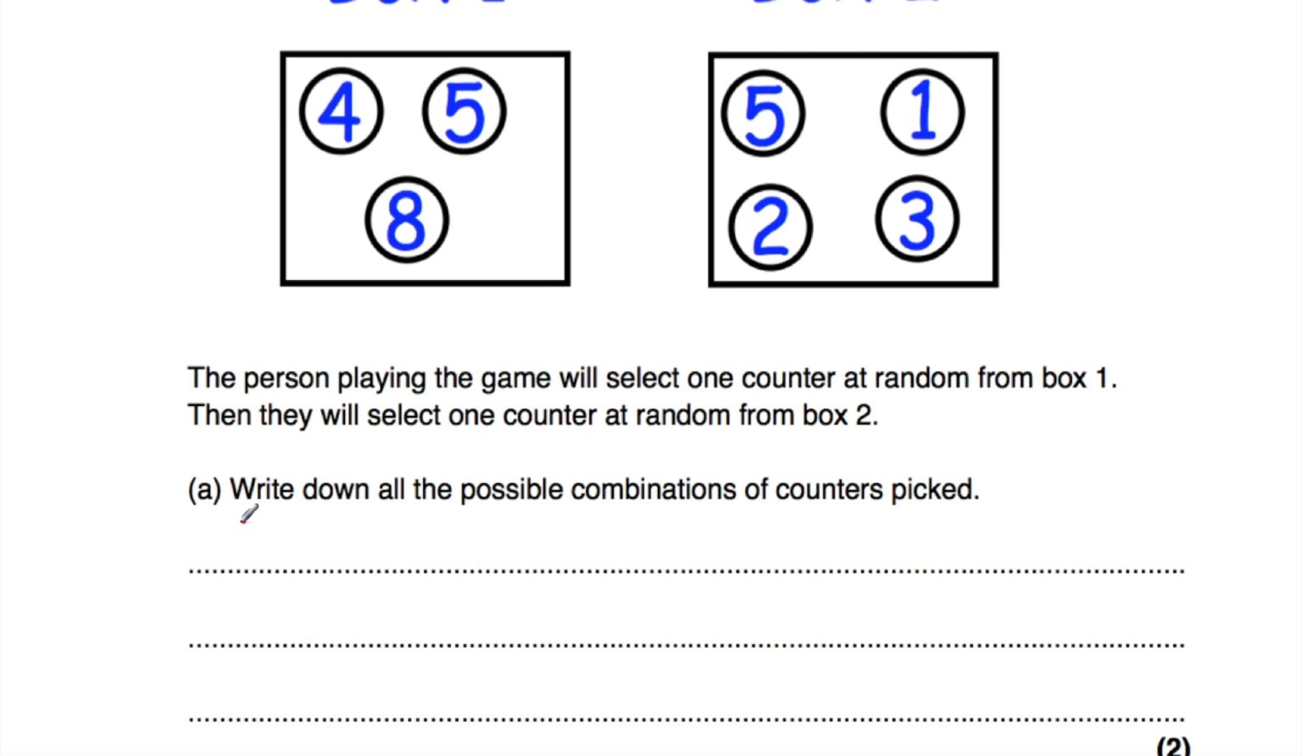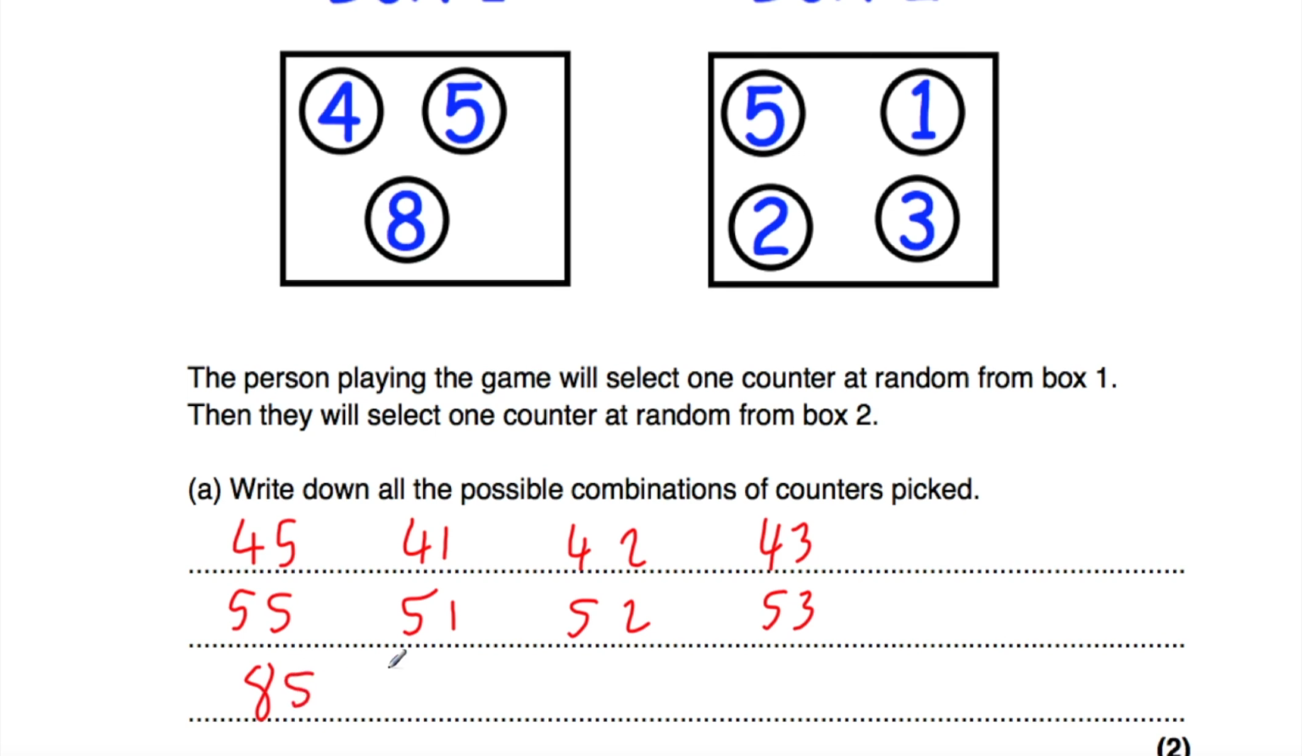So the person could pick a 4 first, and then they could pick a 5, a 1, a 2 or 3. So a 4 and a 5, a 4 and a 1, a 4 and a 2, and a 4 and a 3. So there are all the options with 4 being the first counter. She could pick a 5 first, and then it could be a 5 and a 5, a 5 and a 1, a 5 and a 2, and finally a 5 and a 3, and finally an 8. The person could pick an 8 first, and then a 5, an 8 and then a 1, an 8 and then a 2, and then finally an 8 and then a 3. And so they're all the possible combinations of counters picked.